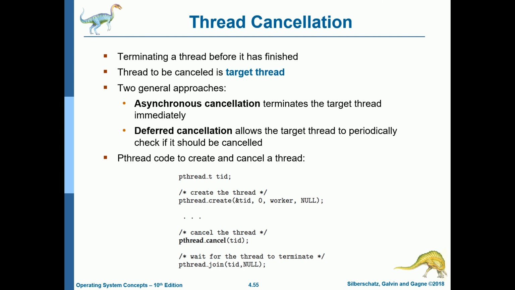A thread that is to be canceled is often referred to as a target thread. Cancellation of a target thread may occur in two different ways: asynchronous cancellation and deferred cancellation. In asynchronous cancellation, one thread immediately terminates the target thread. In deferred cancellation, the target thread periodically checks whether it should terminate, which allows it an opportunity to terminate itself in an orderly fashion.